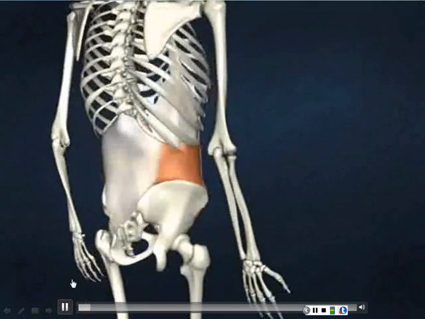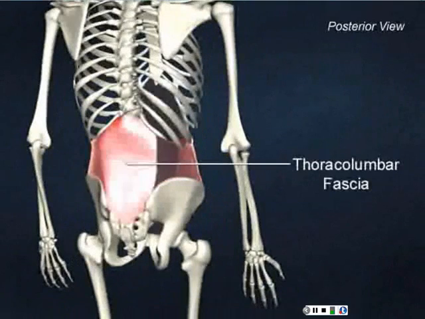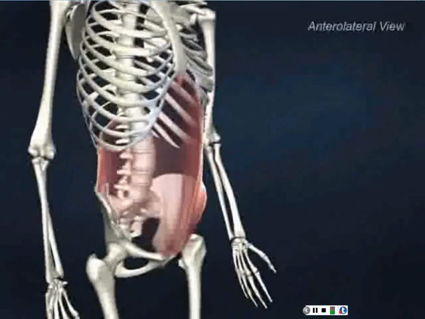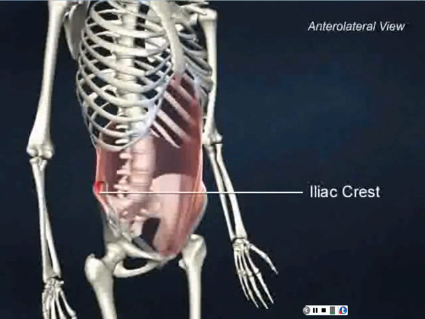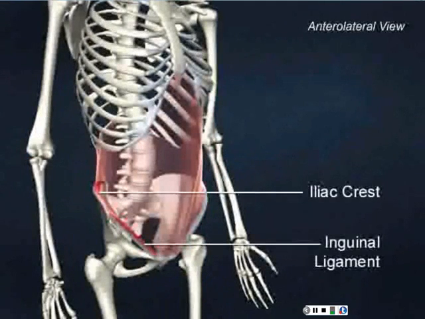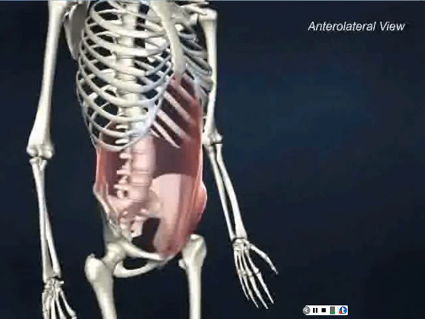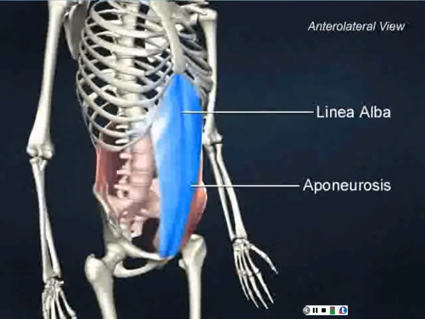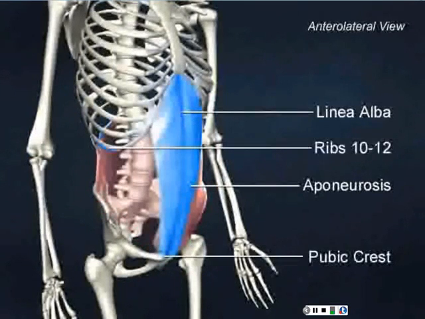The origins of the internal obliques are from the thoracolumbar fascia, the iliac crests, and the inguinal ligaments. The insertions are to the linea alba via a broad aponeurosis, the pubic crests, and ribs 10 through 12.